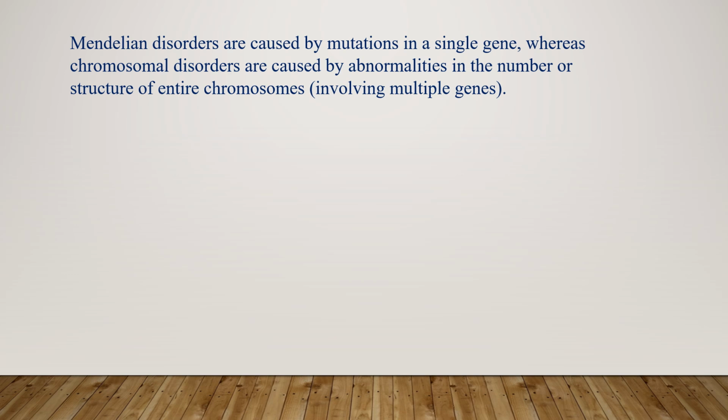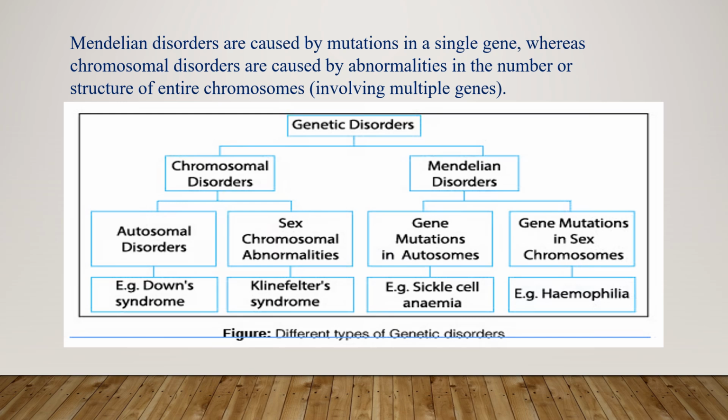These Mendelian disorders are caused by mutations in a single gene, whereas chromosomal disorders are caused by abnormalities in the number or structure of entire chromosomes, involving multiple genes. Among chromosomal disorders, autosomal means out of 23 pairs of chromosomes, we have 22 pairs of autosomes and one pair of sex chromosomes. An autosomal disorder example is Down syndrome. A sex chromosomal abnormality is Klinefelter syndrome. Mendelian disorders with gene mutations in autosomes, example is sickle cell anemia. Gene mutations in sex chromosomes, example is hemophilia.